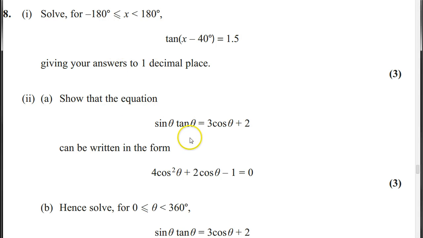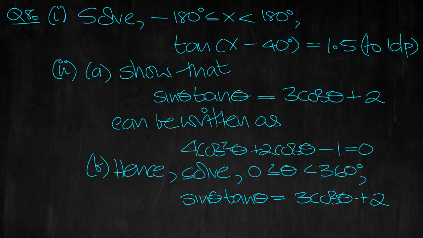Okay, here's the question then. So I've summarized it over the page. So let's have a look at the solution. So part 1 then.